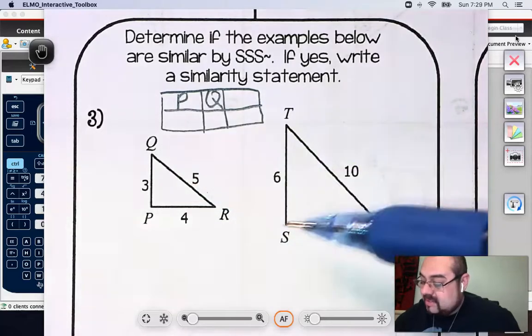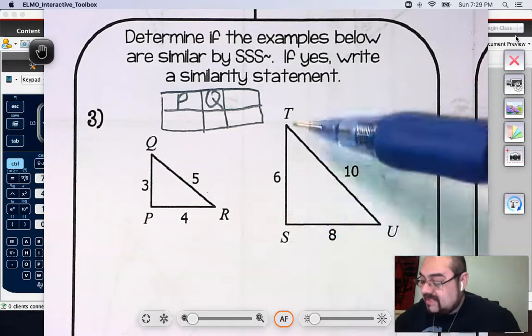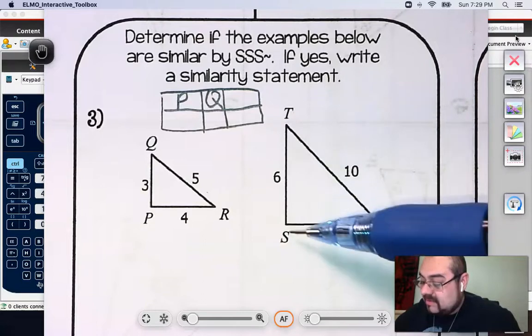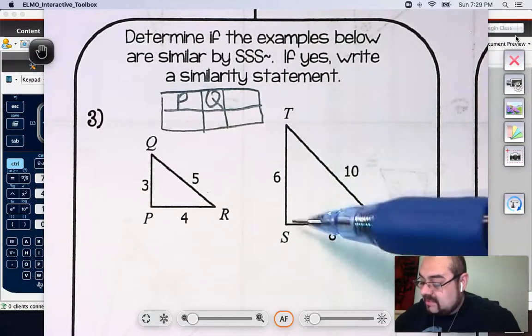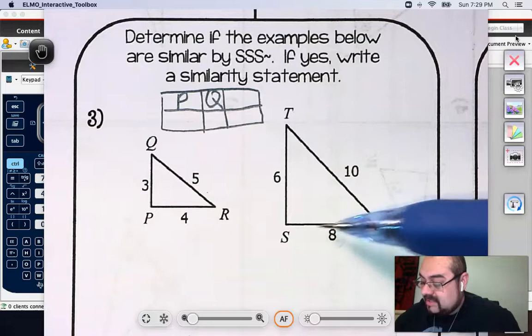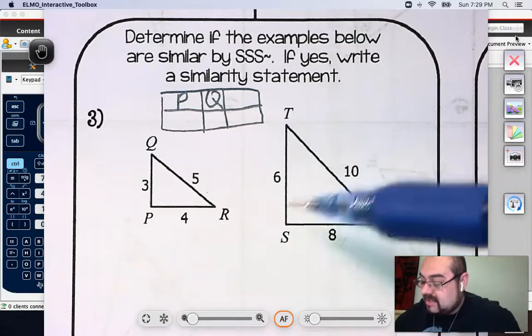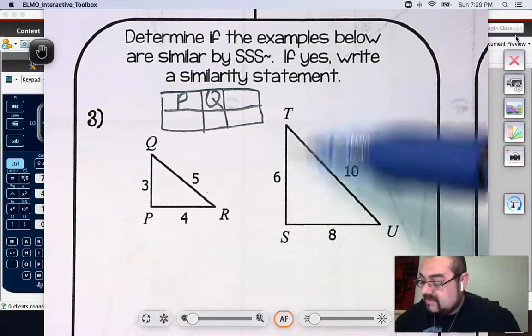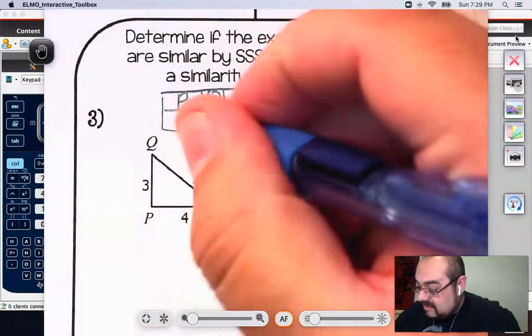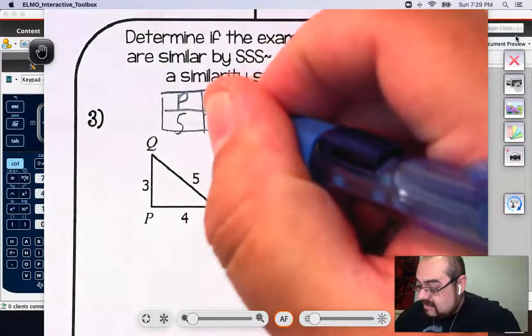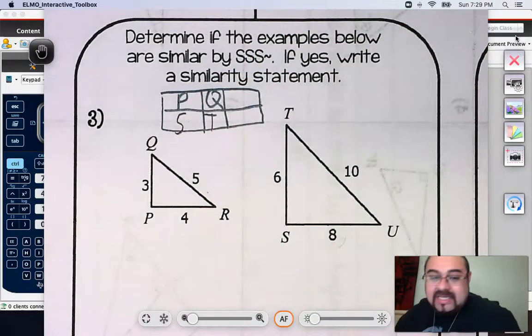So I'm going to do the same thing here. I'm pretty sure it's going to be ST, but I want to make sure that it's following that same pattern. S is connected to the side that's in the middle, or the next biggest side from 6, and it goes up to T, which is connected to the bigger side. So the correct statement is going to be ST underneath right here. ST.